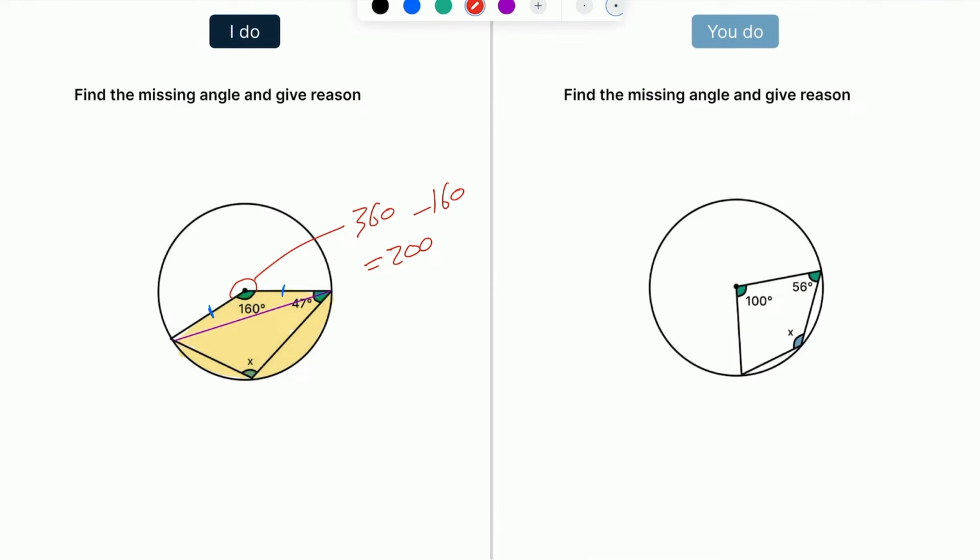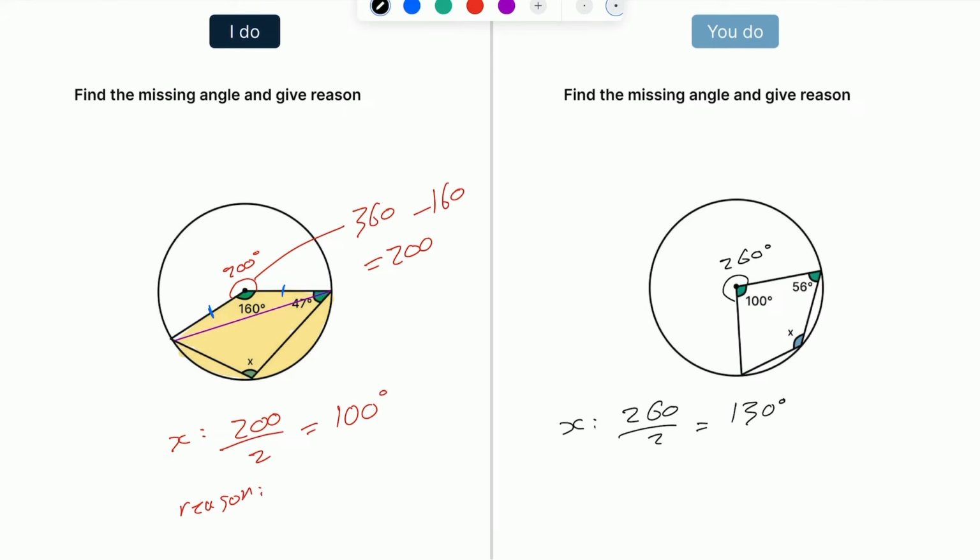Now I know that's 200, so now I can use that rule. So x is going to be 200 divided by 2, which is 100. Remember, 200 is still at the center. It's just on this side of the center. And then please state your reason to get that final mark. Again, hopefully press pause and look at the example on the right, but the exact same principle applies here. So this is going to be 260. So x is going to be 260 divided by 2, which is 130. And again, remember to state your reason.